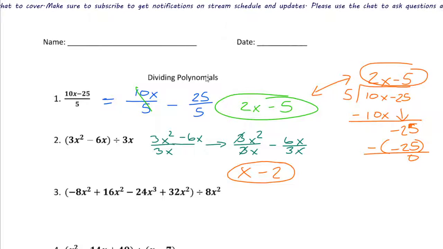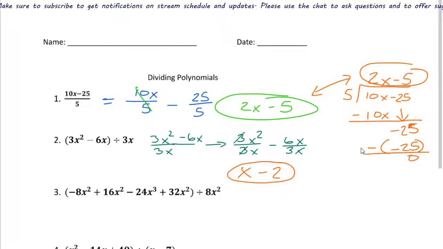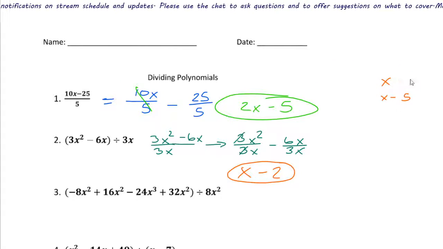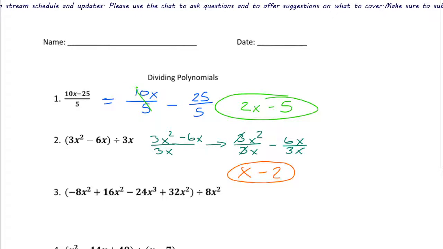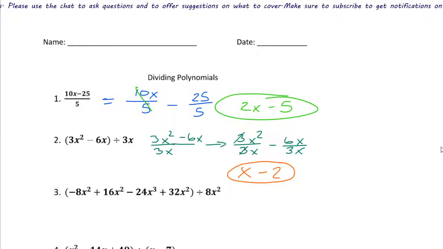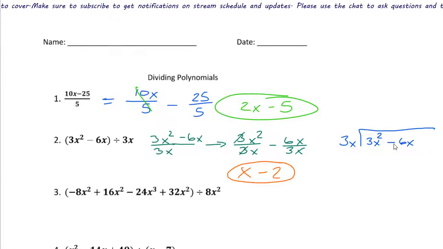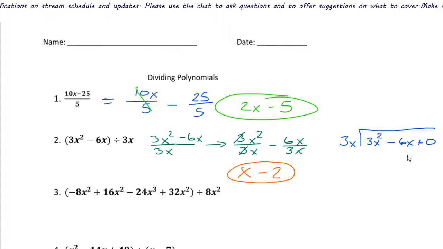Now if you wanted to set it up like this for the long division, I'm going to erase this real quick so we can get a little bit more space right here. So to set that up, this one is going to be just a little bit different. So 3x, and then we're going to use 3x to divide 3x squared minus 6x. And then what I am also going to do is put plus 0. There isn't a constant term, but we can put a 0 there as a placeholder.